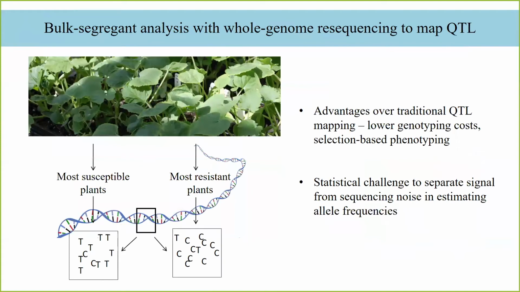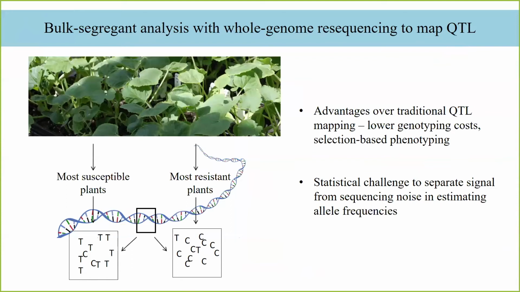So we expect the genetic architecture of this trait to be complex. And with that in mind, we are employing bulk-segregant analysis with whole genome resequencing of the bulks to map QTL. The idea behind this is straightforward. It consists of evaluating a large number of plants, identifying the phenotypic extremes, in this case, the most susceptible and the most resistant, sequencing the DNA pools from those bulks, estimating allele frequencies genome-wide, and identifying regions that differ in allele frequency between the bulks.